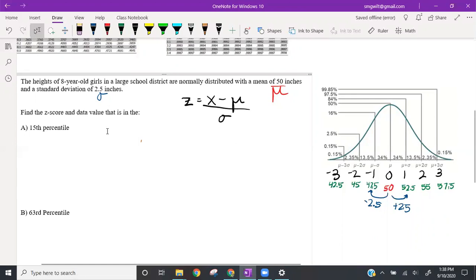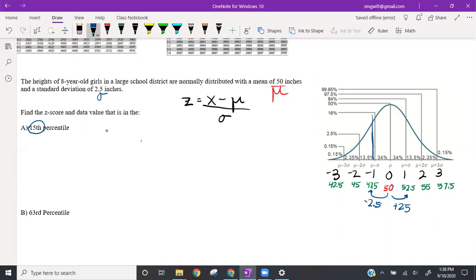In these questions, they're asking us to find two things, the z-score and the data value that's in certain percentiles. If they're asking us to find this related to the 15th percentile, I put this percentile graph on there so we could estimate. If 16% is here, that would mean that the 15th percentile would be a little bit lower than that, right? So I know that my z-score should be a little bit smaller than -1, and that my value should be a little bit smaller than 47.5. This gives me a check and balance to make sure that my answer is reasonable.